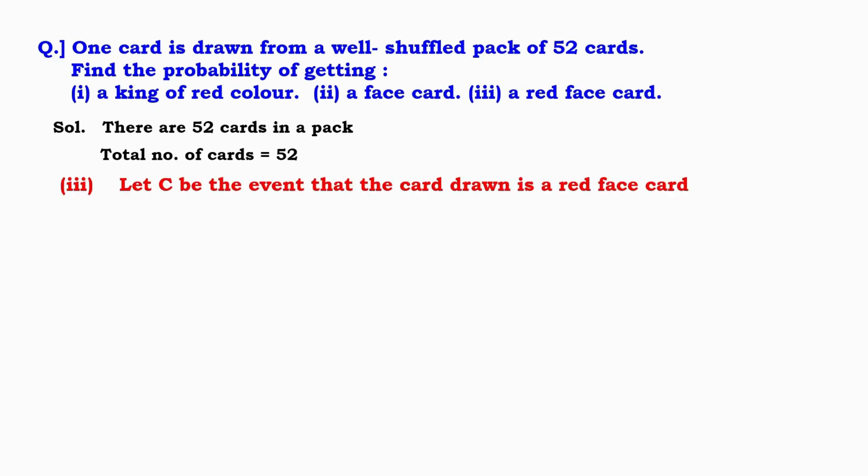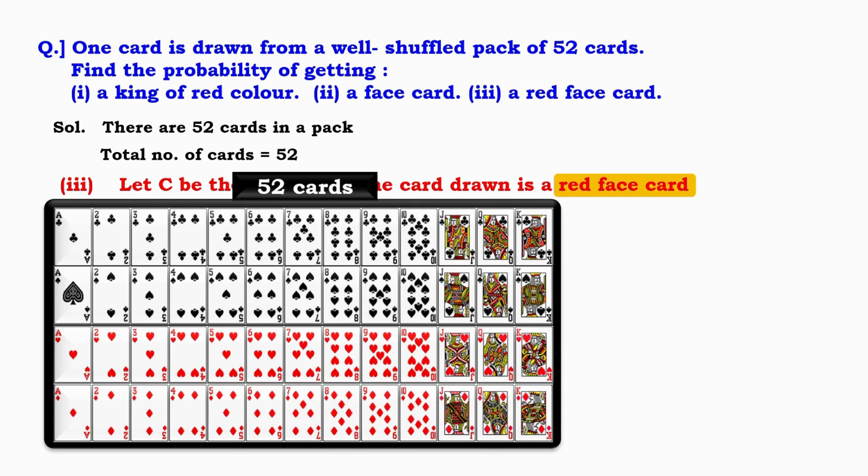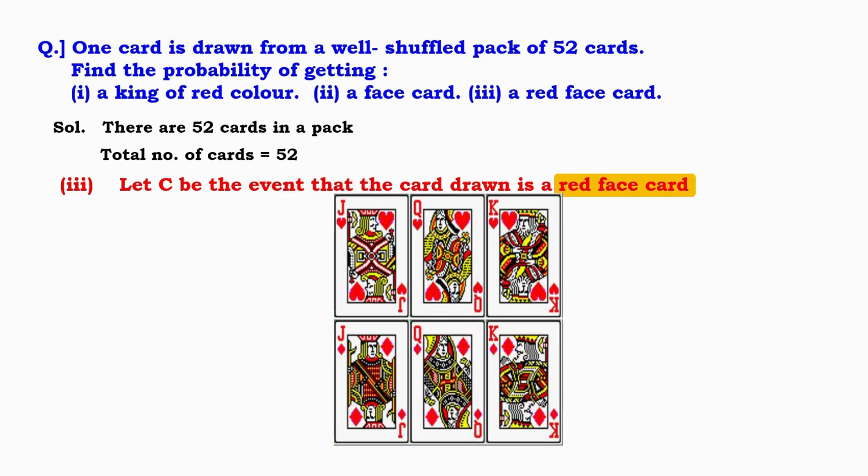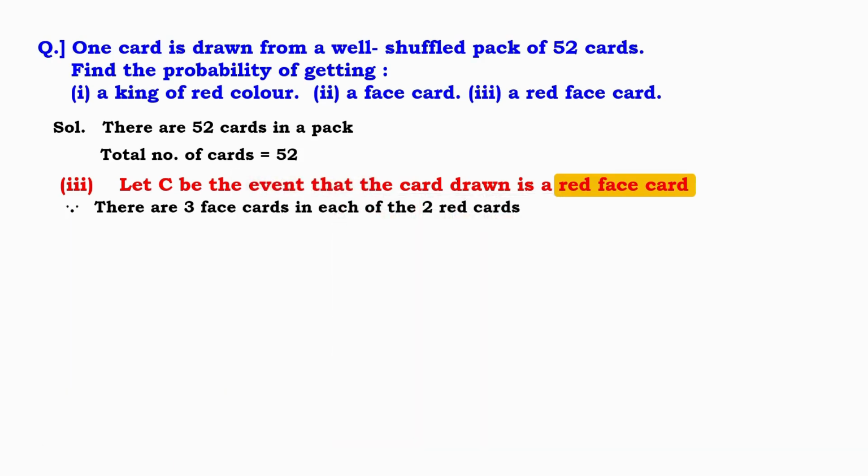Now coming to the third part of this question. Find the probability of getting a red face card. So here the red face card means there are two red types of card, and face cards are king, queen, jack. So there will be a total of 6 cards, because in heart there will be 3 face cards and in diamond also we have 3 face cards. So there are 3 face cards in each of the 2 red types. So the total number of red face cards is equal to 2 into 3, that is equal to 6.